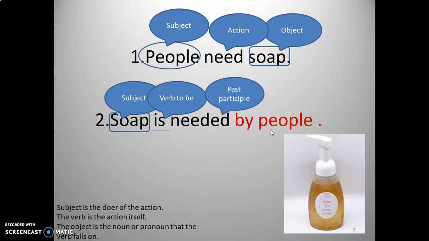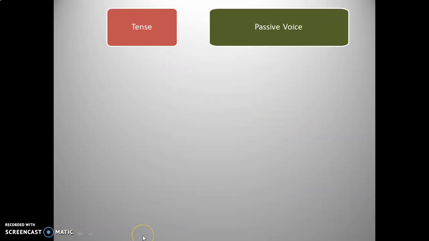Just a remark. Subject is the doer of the action. The verb is the action itself. The object is the noun or pronoun that the verb falls on. Now we have some rules. You should study them by heart.